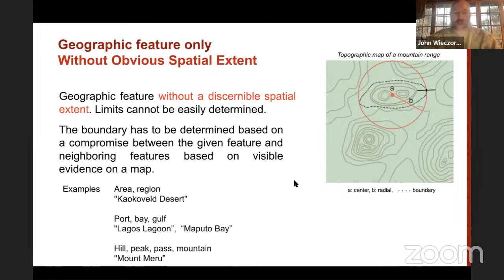So some examples of these are things that are just areas like a desert, where the boundaries might even be changing based on satellite imagery, and other types of regions. Ports, bays, and gulfs, it's sometimes hard to figure out where to draw the line. In the opposite direction from ports, bays, and gulfs, you might have peninsulas. It's a little bit subjective where to draw the lines. And then, as I was mentioning, as for other examples, hills, peaks, passes, and mountains are all in this category.